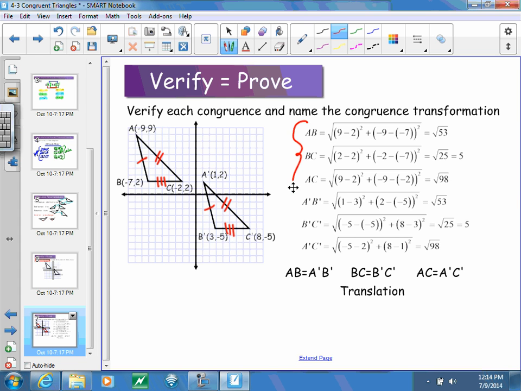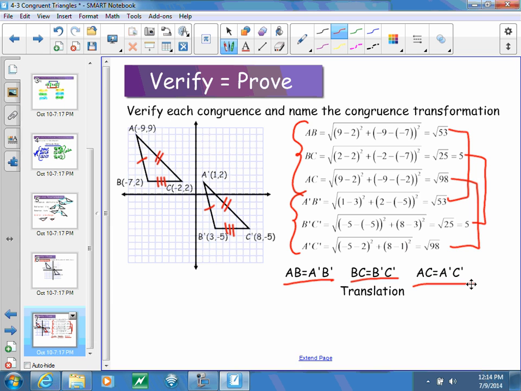So what I did is I used my distance formula 3 times to find the sides of triangle ABC and all the distances. And then I worked with all their primes as well. And we'll notice here that all of the sides match up. AB was equal to A prime B prime, BC was equal to B prime C prime, and AC was equal to A prime C prime. So the fact that I knew all of that right there, you have two triangles that are congruent to each other.